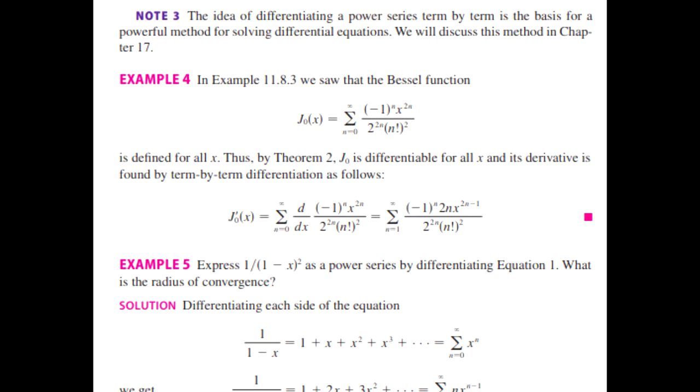And for example number 4, now we have the function J sub 0 of x equal to the summation of negative 1 raised to n times x raised to 2n over 2 raised to 2n times n factorial squared. So to differentiate that, we don't need to differentiate negative 1 raised to n, 2 raised to 2n, and n factorial because these are constants. So the derivative of x raised to 2n is 2n times x raised to 2n minus 1, and as we can see from the photo, that is the final answer.